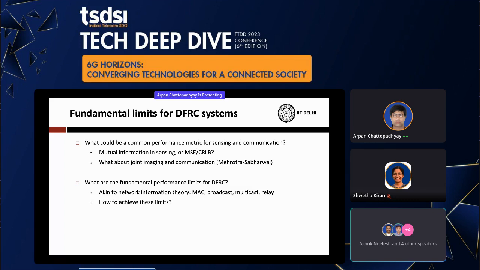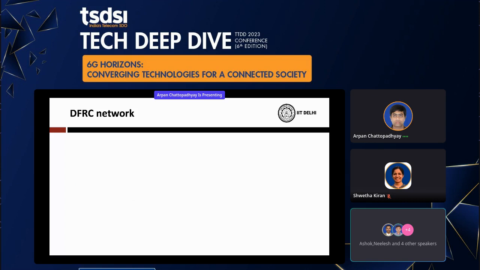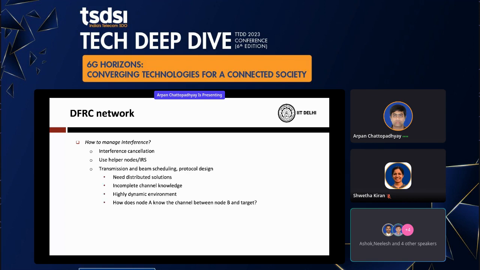The next question is how to achieve these limits. Then there are network related issues. Say, for example, if you have a large number of DFRC users in a particular region and they form a network, then how will you manage interference? At the PHY layer, you can do interference cancellation, or you can use helper nodes and intelligent reflecting surfaces. But at the MAC layer, you can do more. You can do transmission beam scheduling. You can design protocols accordingly. The challenge here is that you need distributed solutions.